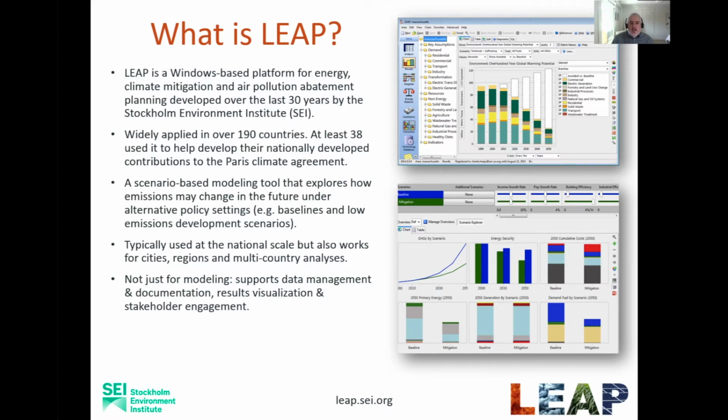First of all, what is LEAP? LEAP is a Windows-based platform for energy, climate mitigation, and air pollution abatement planning, which has been developed over the last 30 years by the Stockholm Environment Institute. LEAP has been widely applied in over 190 countries. At least 38 used it to help develop their nationally determined contributions to the Paris Climate Agreement, the NDCs. LEAP is a scenario-based modeling tool that explores how emissions may change in the future under alternative policy settings, for example, a baseline or a low-emission development scenario.